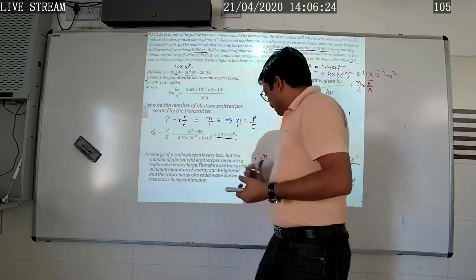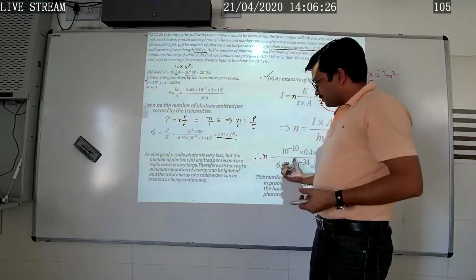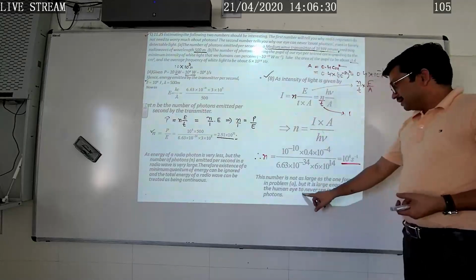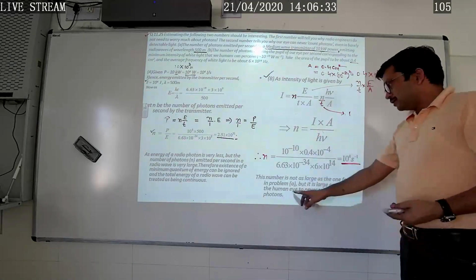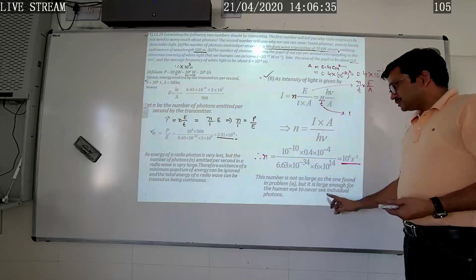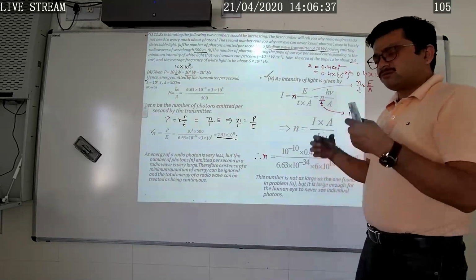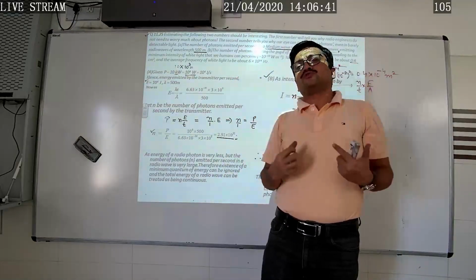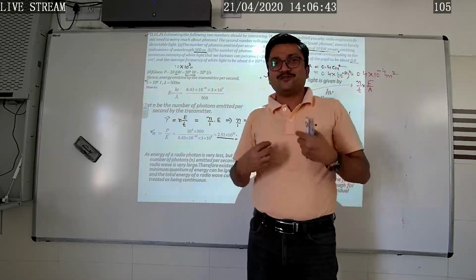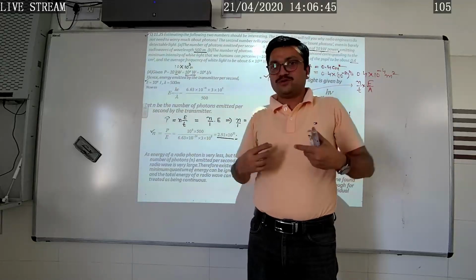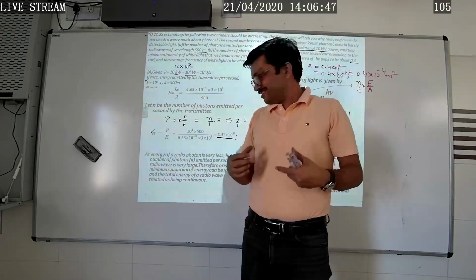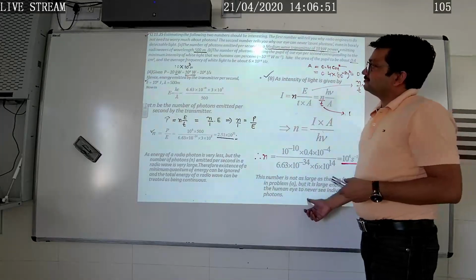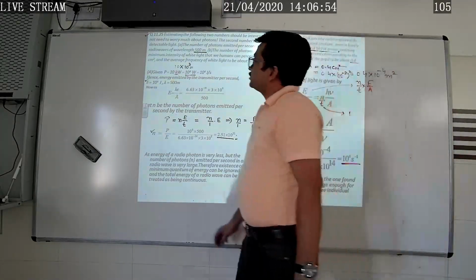This number is not very large in comparison to the earlier number. So here he is saying that the human eye never sees the individual photons. We are not bothered about seeing the photons. 10 to the power 4, that is 10,000 photons, are entering our eye in 1 second, and we are not bothering about that. Okay? Got clear? Let's move to the next question.